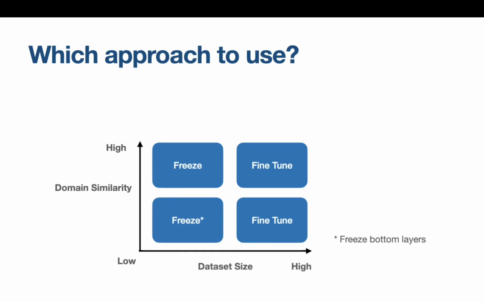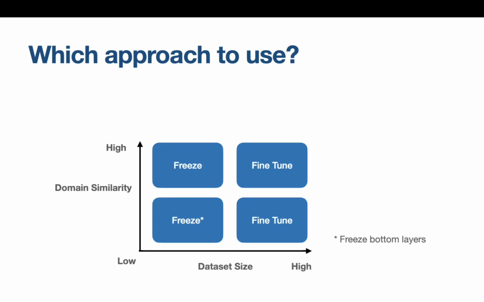Now a question comes to mind: which approach to use? We can formulate some rules based on the dataset size and the similarity of domains. If we have a smaller dataset, we should freeze the layers and use the pre-trained model as a feature extractor, because when we have smaller data, if we try to fine-tune, the model will get overfitted. Here, if the domain is similar, we can freeze all the layers, and if the domains are not similar, we can freeze the bottom layers only, so that we can reuse the generalized learnings.